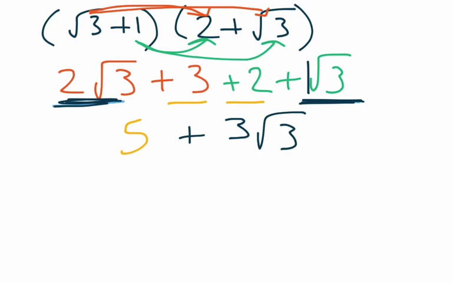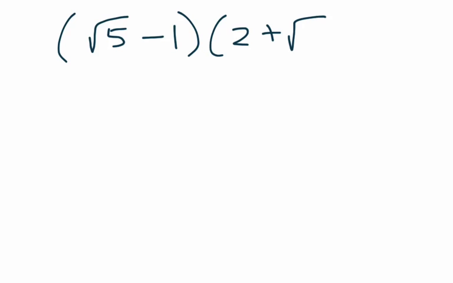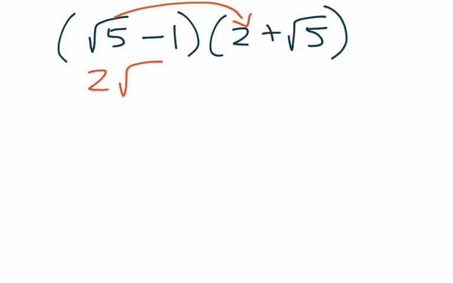Okay. And then number 2 I'd like you to have a go at is this, root 5 minus 1 times by 2 plus root 5. Pause the video, please, and have a go at that one. Okay, how did we get on? So we've got root 5 times by 2 is 2 root 5. And then root 5 times root 5, have you remembered, is just 5.